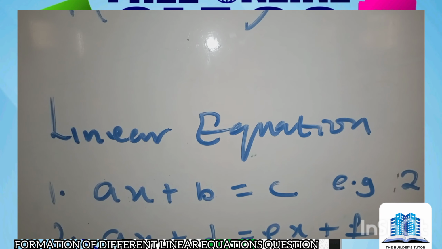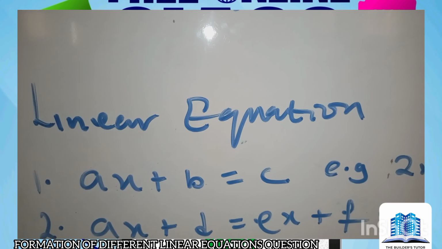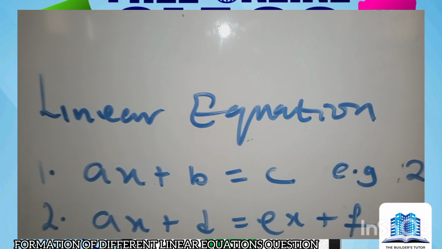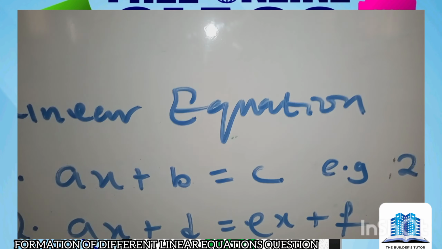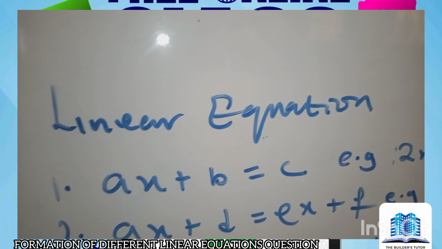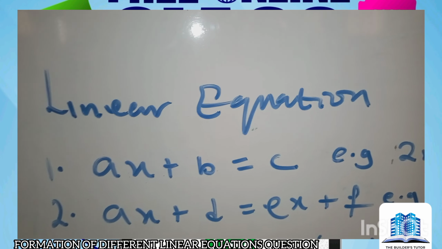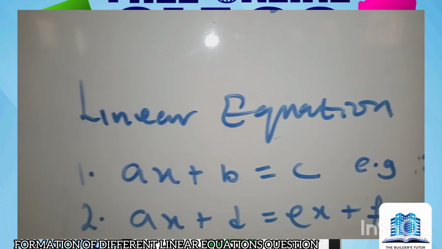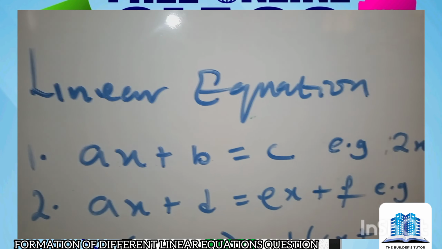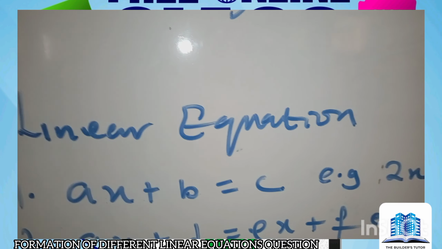I want to explain something very important about linear equations. As I defined earlier, an equation is a statement that shows equality between two statements. There is a type of equation we call the linear equation. Now, what is a linear equation? A linear equation is a type of equation in which the highest power of the unknown is 1.